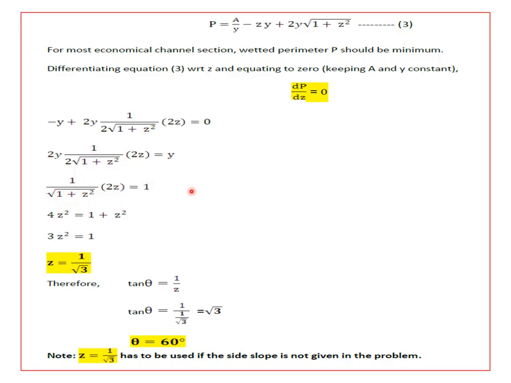So now taking this to this side and squaring both sides. So 4z square is 1 plus z square. Therefore 3z square is 1. So z is 1 by root 3.